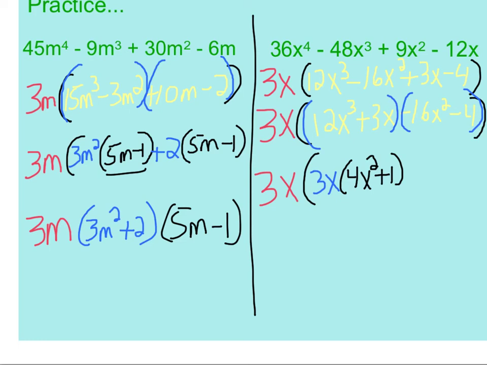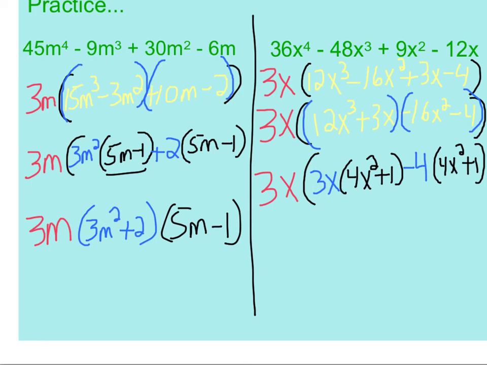Now I have to say, what can I divide negative 4 by and negative 16 by? And I can divide both of those by a negative 4. When I divide by a negative 4, I end up with 4x squared and positive 1. So 4x squared plus 1. And double check, hey, these are the same.